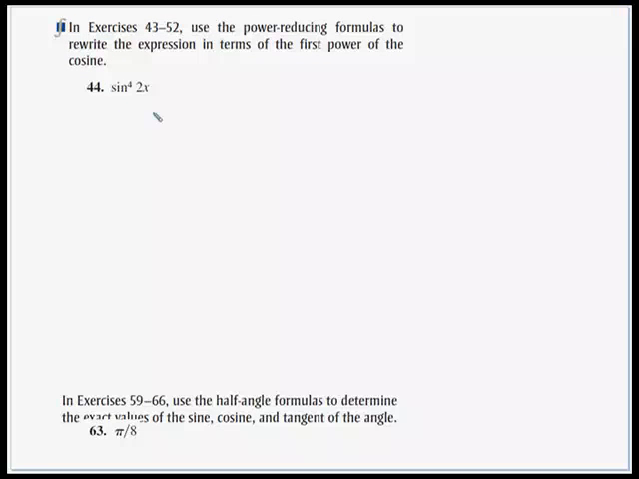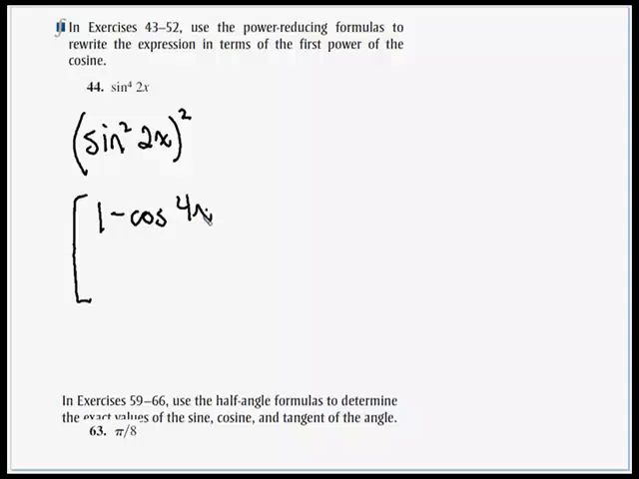Okay, if we model this first one right off the introductory example, this is going to be sine squared of 2x quantity squared. And we work with our first power reducing formula. This is going to be 1 minus the cos of double this angle, 4x, over 2 quantity squared.